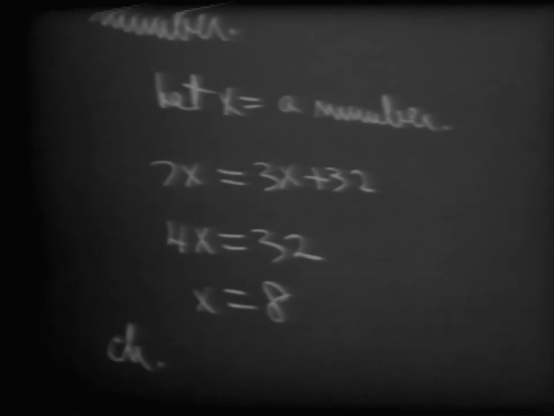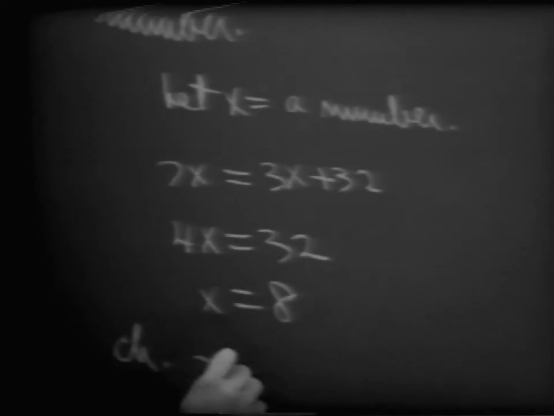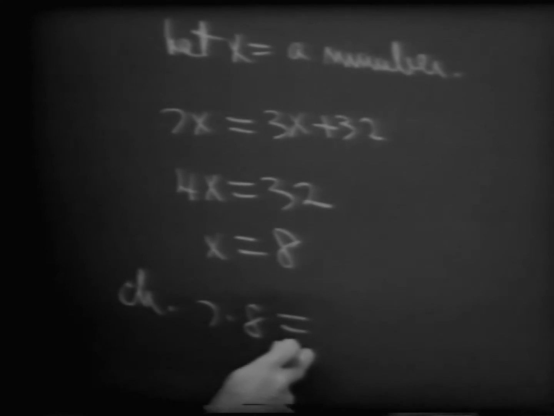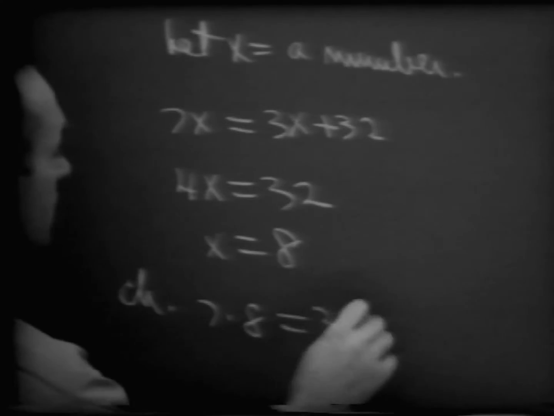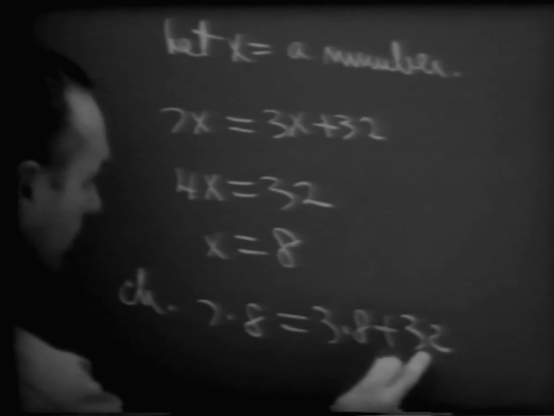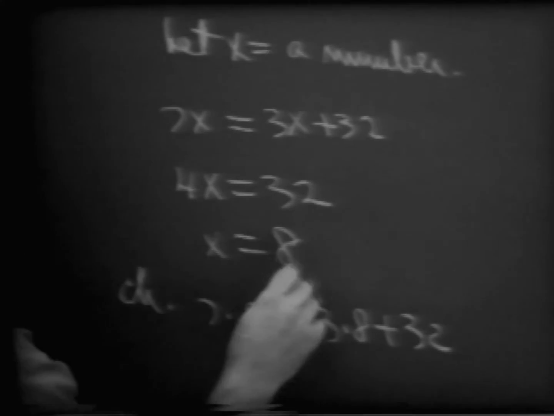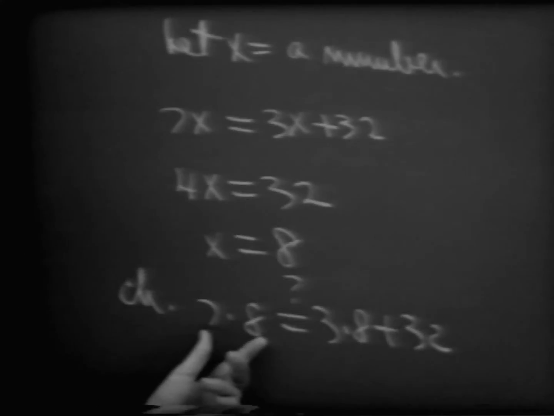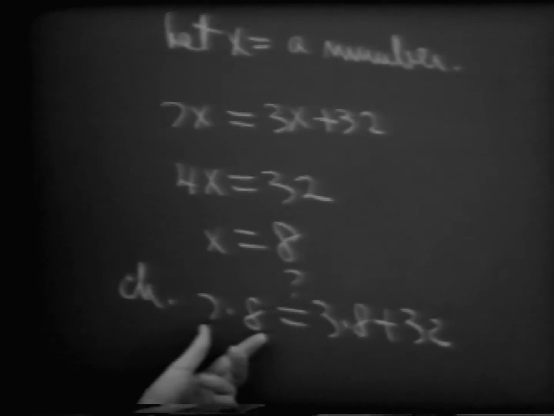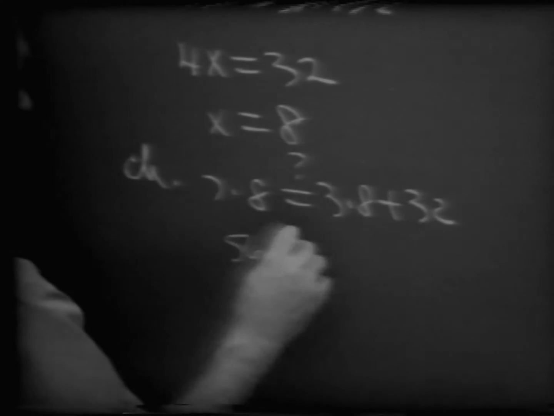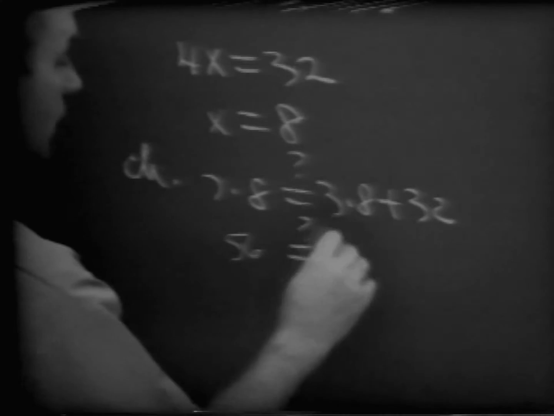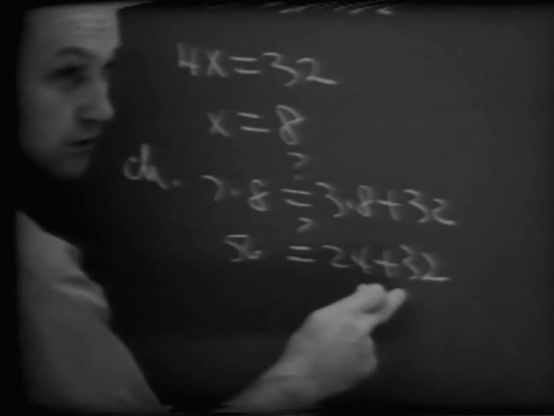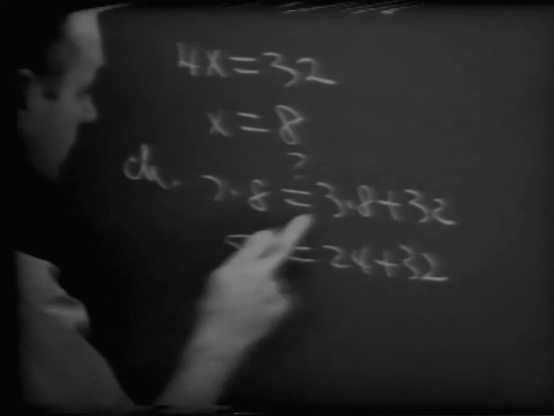Remember our 5-step process as we do these word problems? What then do we want to say? Find a number such that 7 times that number is what? 32 more than 3 times that number. So on the left-hand side, we have a number of what? A number, 56. And the question is, is this number equal to what? 24 plus 32. And everyone says yes.